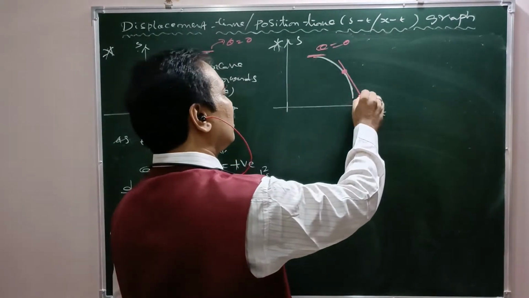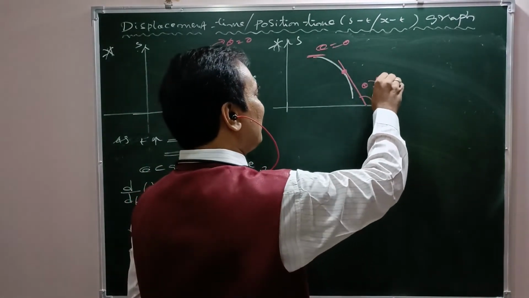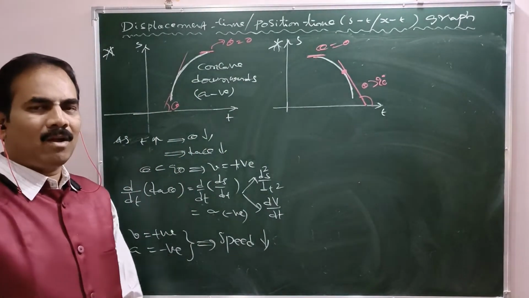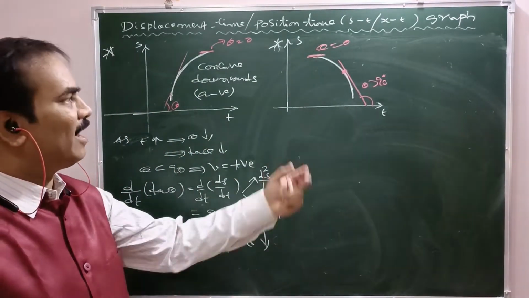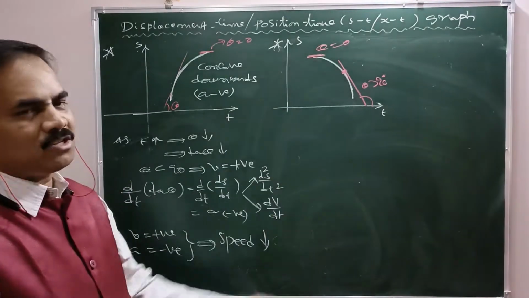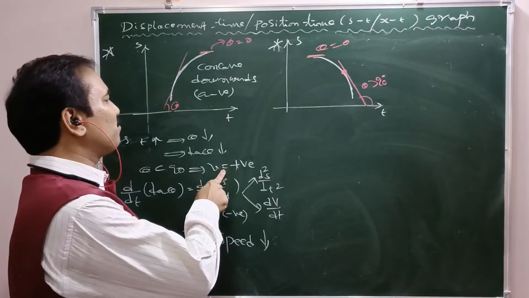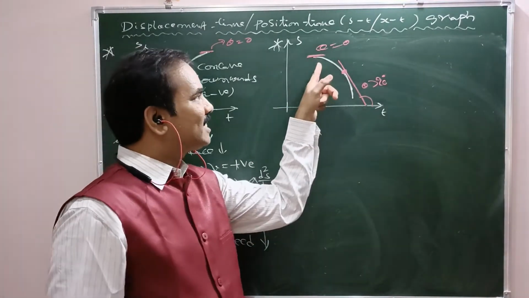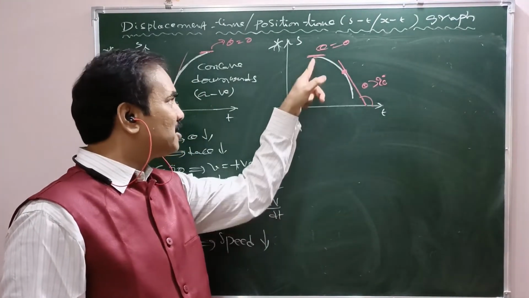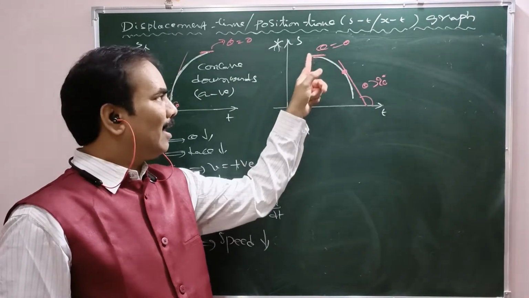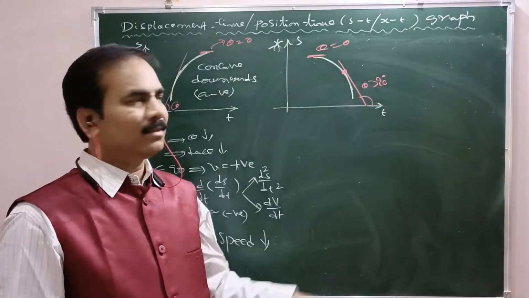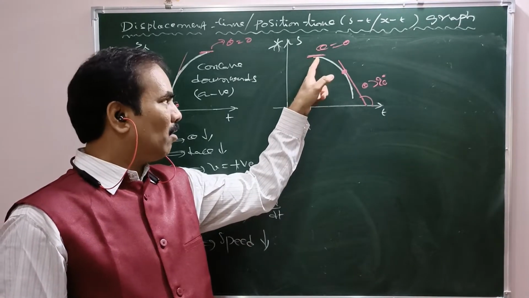Suppose I draw a tangent somewhere here. See, theta is greater than 90. Theta greater than 90 in the sense obtuse angle. Now what about tan theta? For obtuse angle, negative. Means velocity negative. Here velocity positive, there velocity negative. Right? See how slope changes here. Initially slope is 0. Later on what happens? Slope becomes negative. Why? Because obtuse angle.